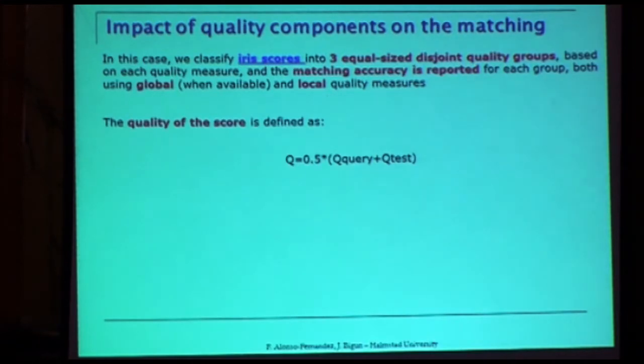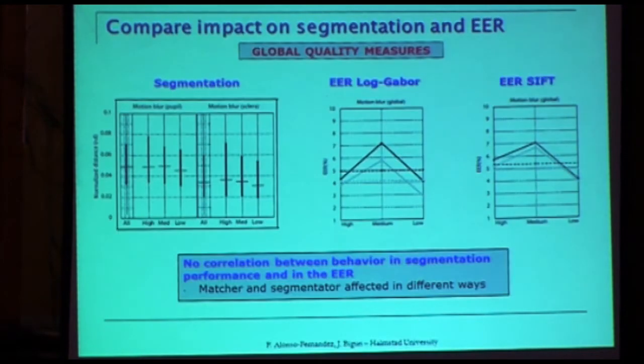We also study the impact of quality components on the matching. We also classify the database into 3 equal size groups, but in this case based on the quality of the score, not the image. The quality of the score is defined as the average of the quality of the 2 input images. Using global quality measure, if we compare the impact on segmentation and the impact on recognition rates, we observe, for instance, that there is no correlation between the behavior in segmentation and the behavior in the equal error rate. Here we can see that the segmentation performance improves in some way in this direction, but here we don't see the same behavior.